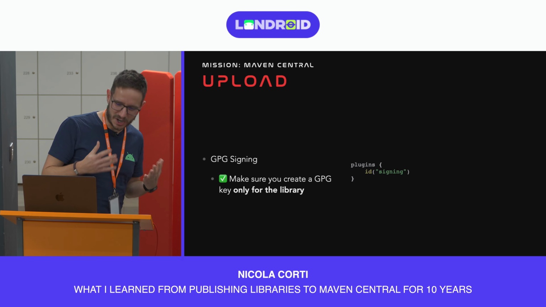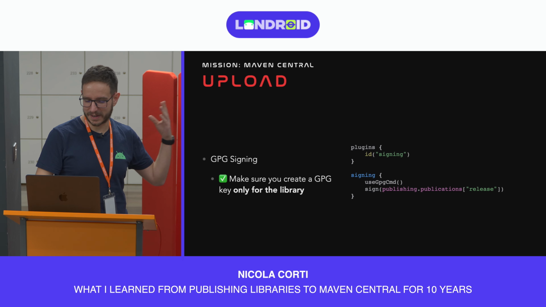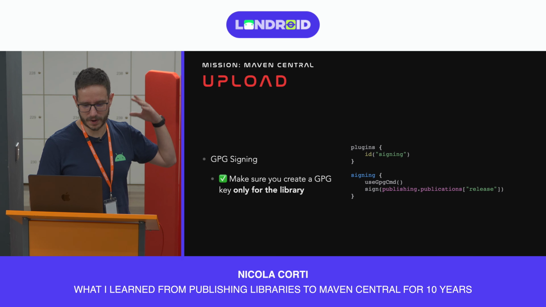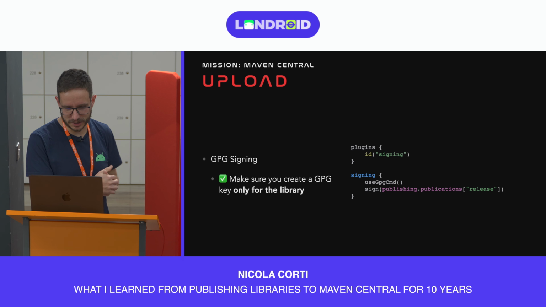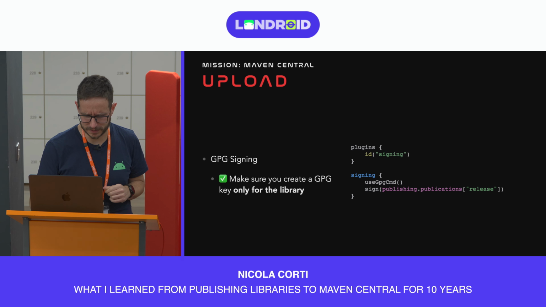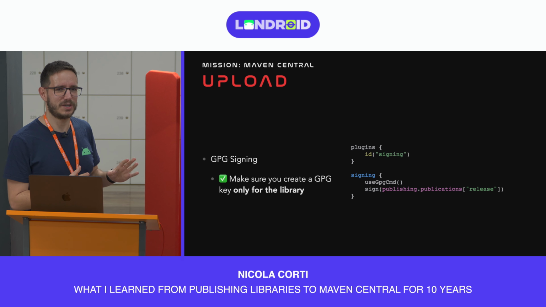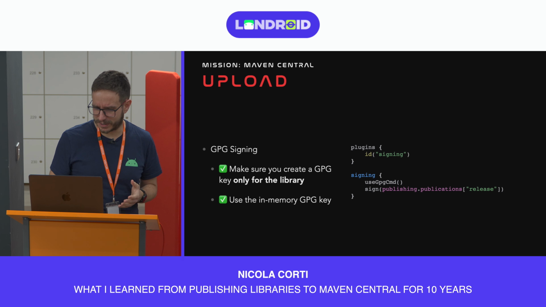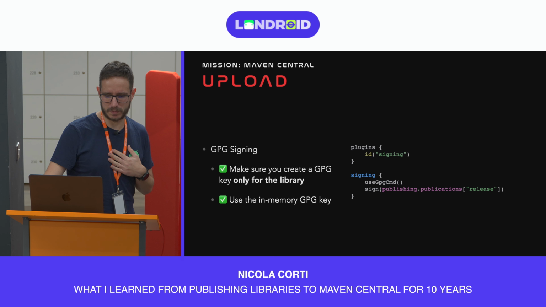So generally, you would have in your build.gradle file a setup that looks like this, the signing plugin applied, and then you will have a signing block where you specify, hey, I want to do the signing of the release publication here. So you see there is this line, use GPG CMD. That's, I think, one of the default recommendations that Gradle gives. My suggestion instead is to use the in-memory GPG key.